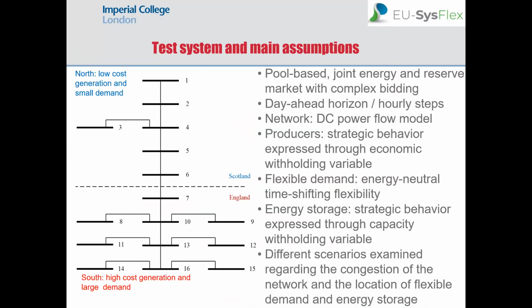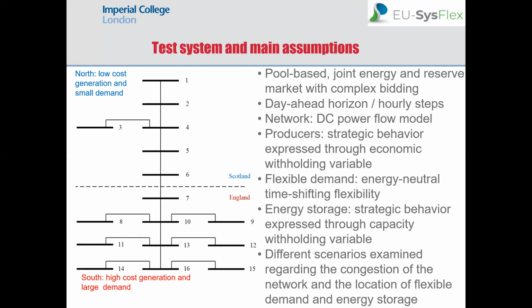So moving to the next slide, our focus in applying this model has been on a 16-node model of the UK market, where basically the situation is that most of the renewables with a high availability are located in the north, in Scotland, while the biggest demand centers are located in the southern part in England. And in here we consider a joint energy and reserve market with a day-ahead horizon, factoring the network constraints through a DC power flow model, and examining different scenarios regarding the presence of flexible demand and energy storage in the system, as well as congestion effects.